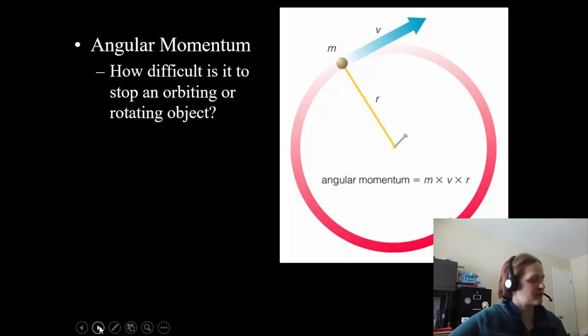And there's different types of conservation. There's conservation of momentum, and there's conservation of angular momentum. And for the rest of the class, the only one you really need to worry about is conservation of angular momentum. So how about I tell you what angular momentum is?